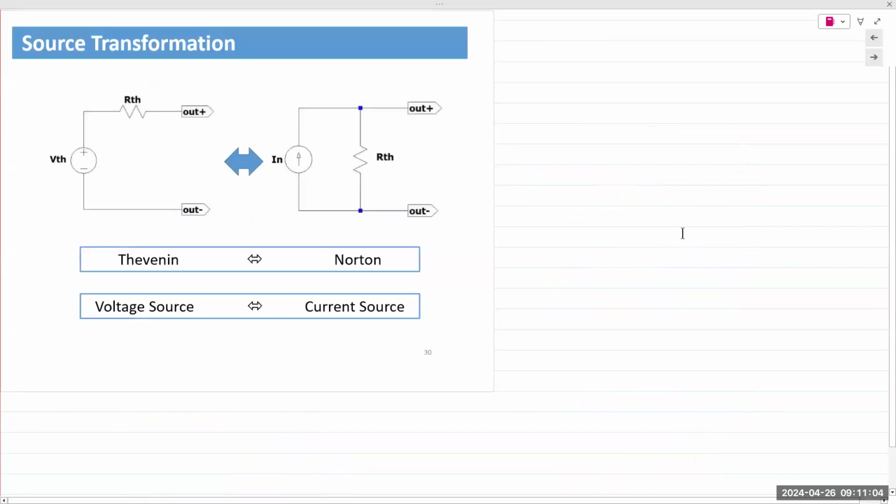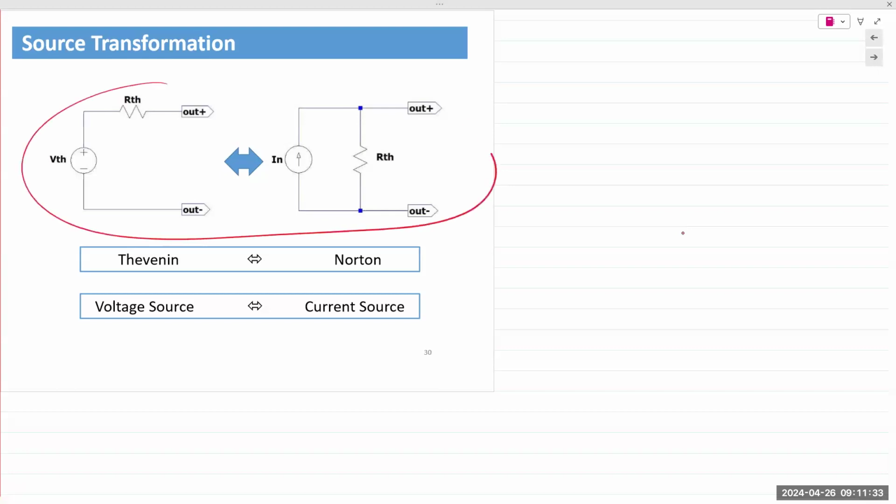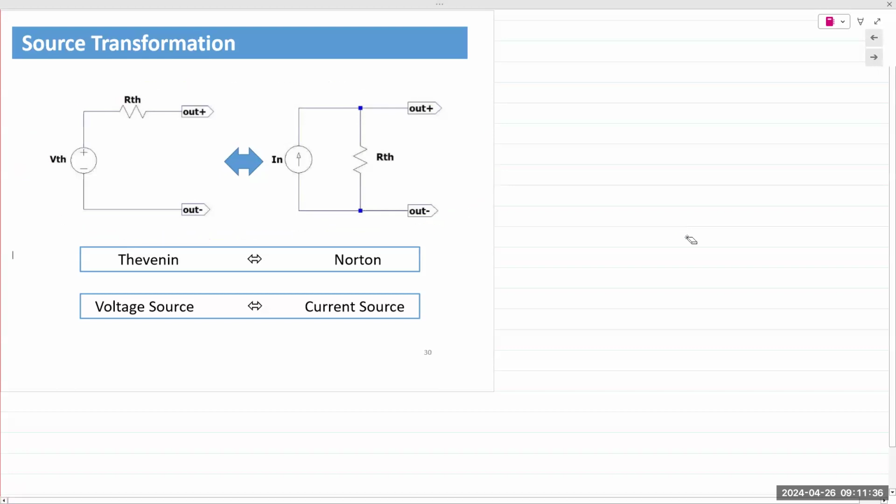So we went over the concept of Thevenin and Norton equivalent circuits and stated that we can describe a large linear circuit with multiple sources and multiple components as a single voltage source or a single current source, right? So if A equals X and B equals X, we can state that A equals B. And the source transformation concept comes from that. Both of these circuits, the Thevenin and Norton circuits, are equivalent circuits of a single large circuit, and so they are equivalent to each other.